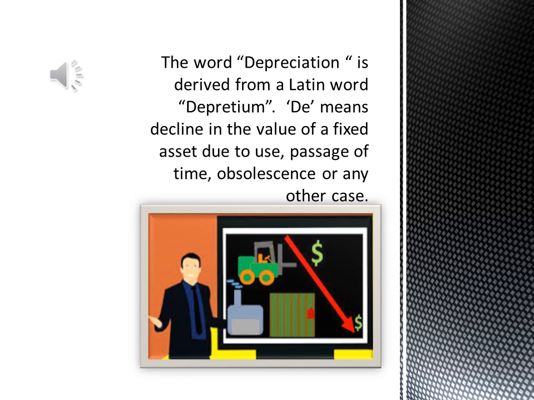The word depreciation is derived from a Latin word depreciam. De means decline, reduction in the value of fixed asset, and pretium means price. Okay, reduction in the price of a fixed asset. And this reduction could be because of any reason. It could be because of the passage of time, in the sense, since the fixed asset has come into the organization, the number of years. Obsolescence means outdated, if the machinery has become outdated, or any other cause which we will be learning in detail in our further class.